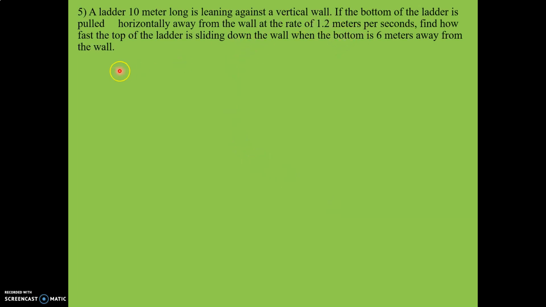A ladder 10 meter long is leaning against a vertical wall. If the bottom of the ladder is pulled horizontally away from the wall at the rate of 1.2 meters per second, find how fast the top of the ladder is sliding down the wall when the bottom is 6 meters away from the wall.